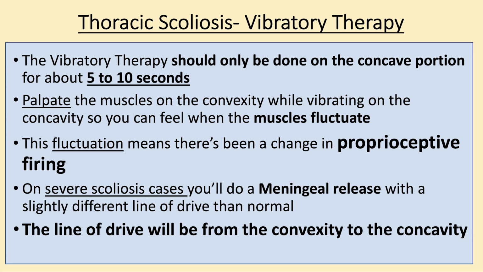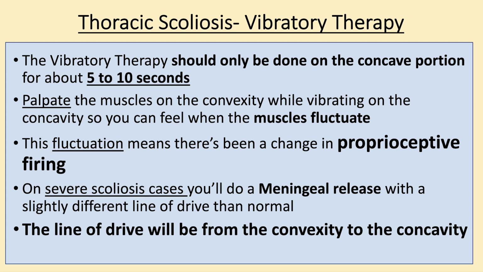Now, when you're vibrating, palpate the muscles on the convexity. And while you're vibrating, you're going to feel the muscles fluctuate just a little bit. And it's almost just like a little muscle reaction. But that's why my hand is flat when I'm doing the vibration, so I can feel that fluctuation. And that means that you've changed some of the structures that are going to change that communication to the brain, and then that changes the brain's control of those paravertebrals.